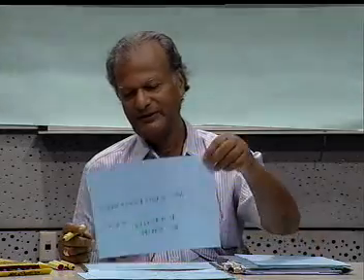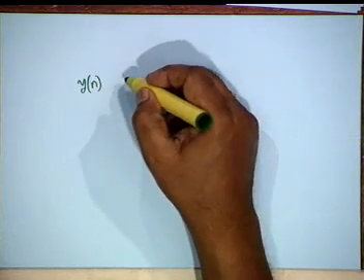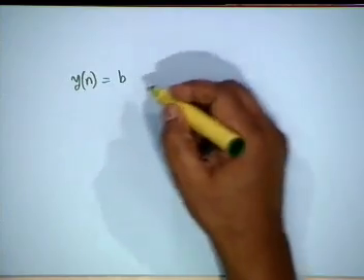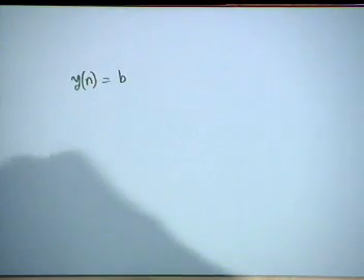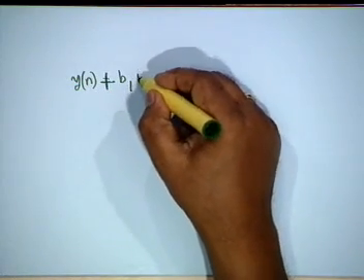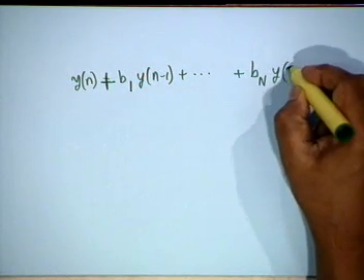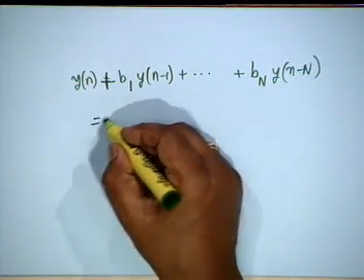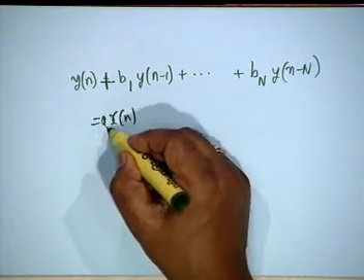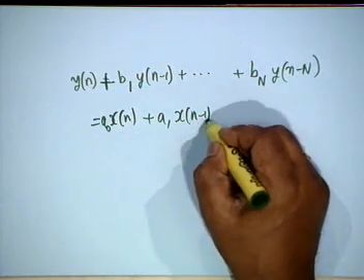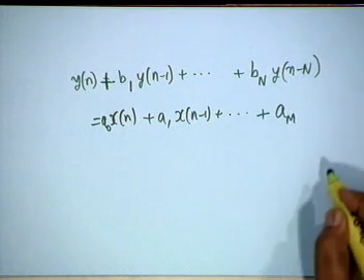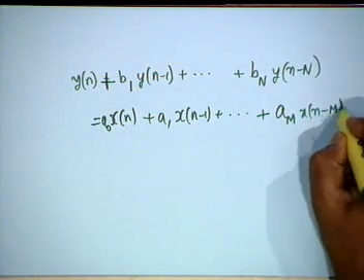Now, in general, if the processor is not FIR, it is IIR, then you know it can be written down in the form of a difference equation like this: y of n, let us say, plus b1 y of n minus 1 plus etc. plus b n y of n minus n, is equal to a0 x of n plus a1 x of n minus 1 plus etc. a capital M x of n minus capital M.